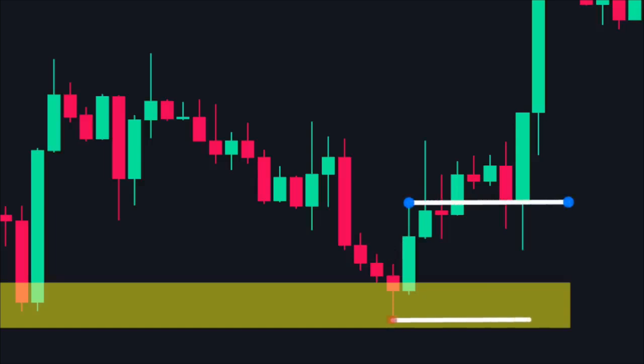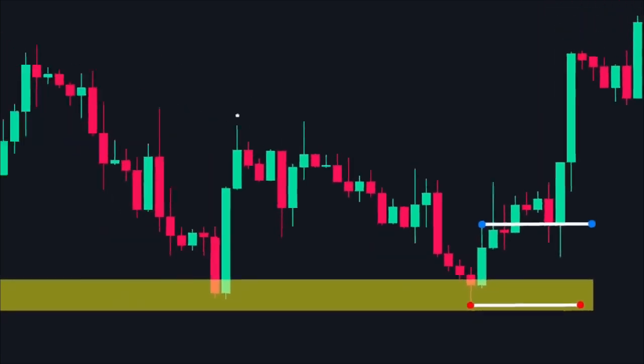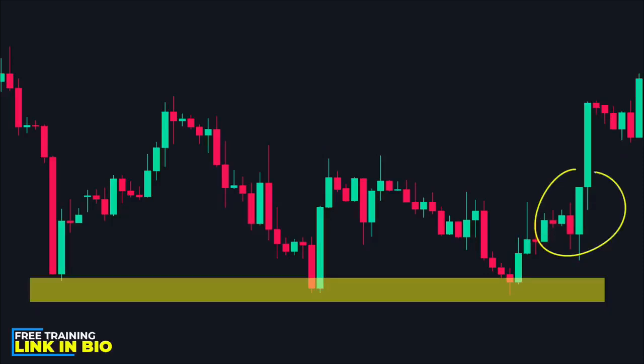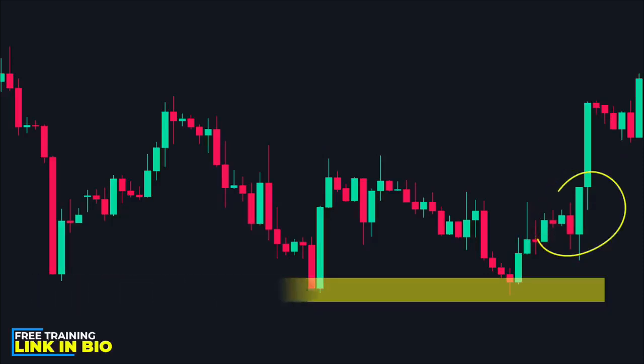We can place our stop loss below the pin bar, and we can target this high. As you can see, the price moved up after our entry. Even if you missed the entry, the price also gave us a second entry.